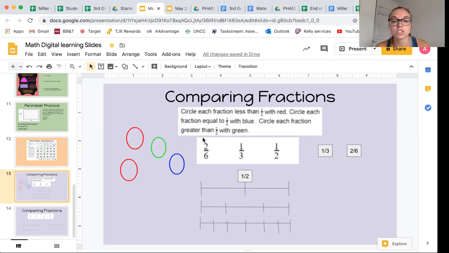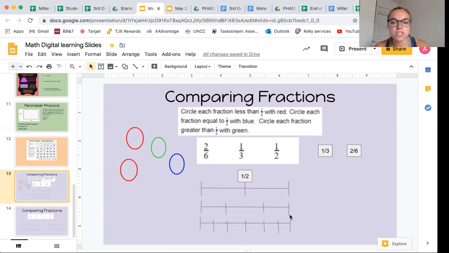So it says circle each fraction less than 1/2 with red, circle each fraction equal to 1/2 with blue, and circle each fraction greater than 1/2 with green. So I went ahead and drew out my number lines, but we will go ahead and talk about these.